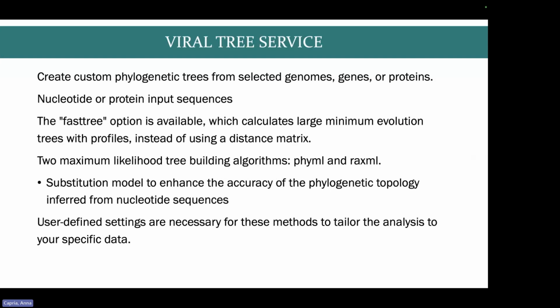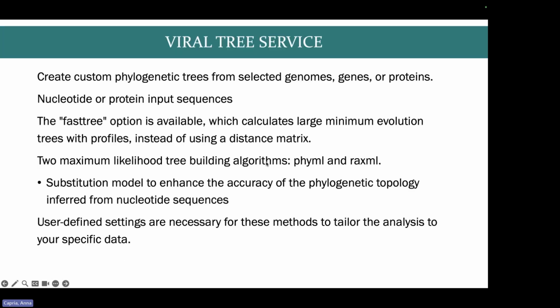If not, we'll think about our viral tree service. BV-BRC has the ability for you to generate your own phylogenetic trees. So you can create custom trees from selected genomes, genes, or proteins. You can take a nucleotide or protein input sequence. There's a fast tree option available, which calculates large minimum evolution trees with profiles instead of using a distance matrix.